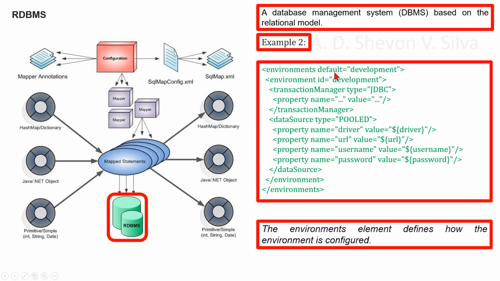Transaction manager. There are two transaction manager types, that is JDBC and managed, that are included with MyBatis. Here JDBC: this configuration simply makes use of JDBC commit and rollback facilities directly. It relies on the connection retrieved from the data source to manage the scope of the transaction.